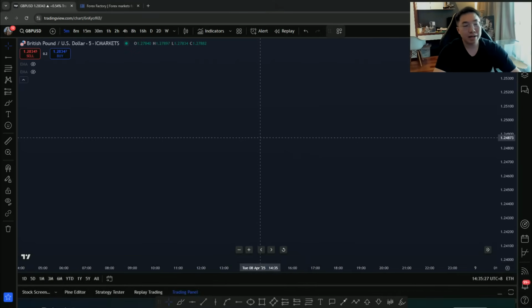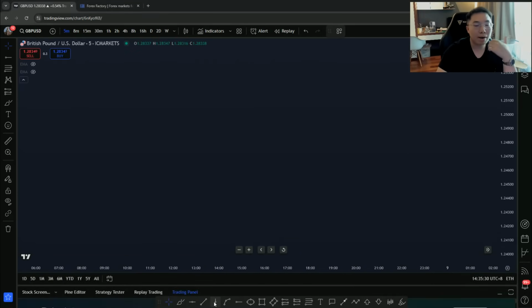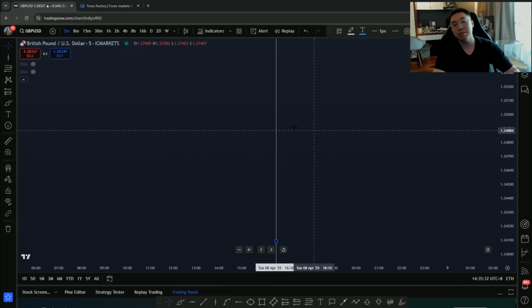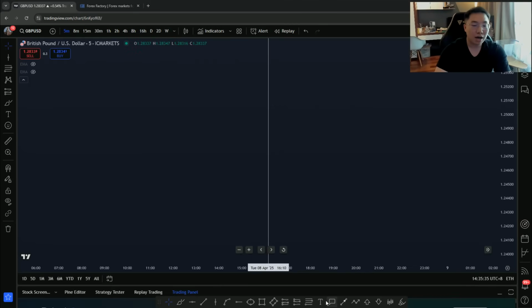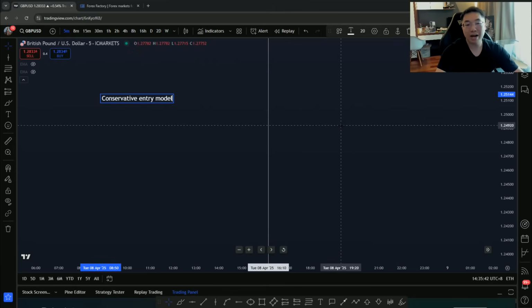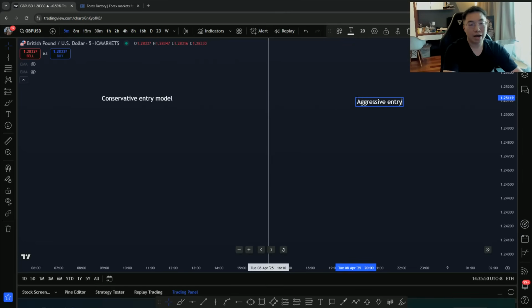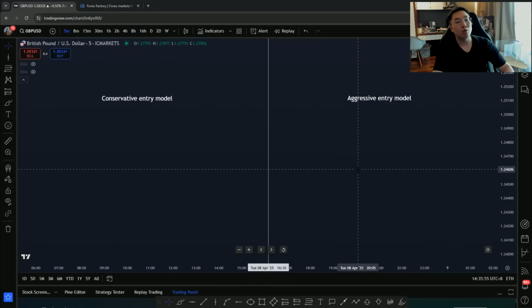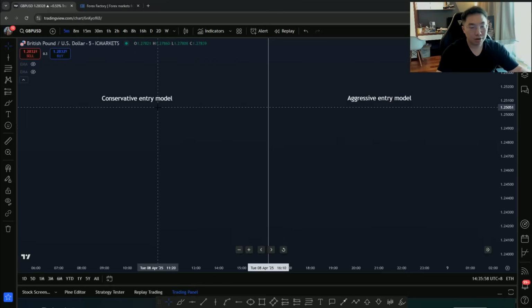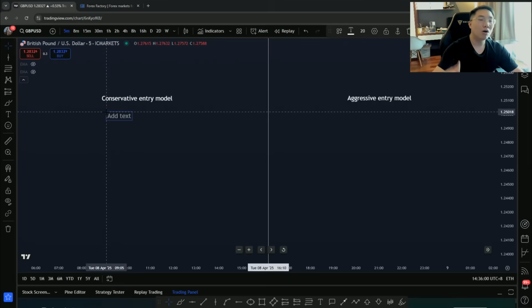I categorize my setup or my entry model, again inside our trade club. This is what I actually teach. I split them into two kinds of entry model. First one is the conservative entry model, or entry technique, it's the same thing. Then we have the second one, which is the aggressive entry model. The conservative entry model will be waiting for entry confirmation, or so-called waiting for an entry trigger.